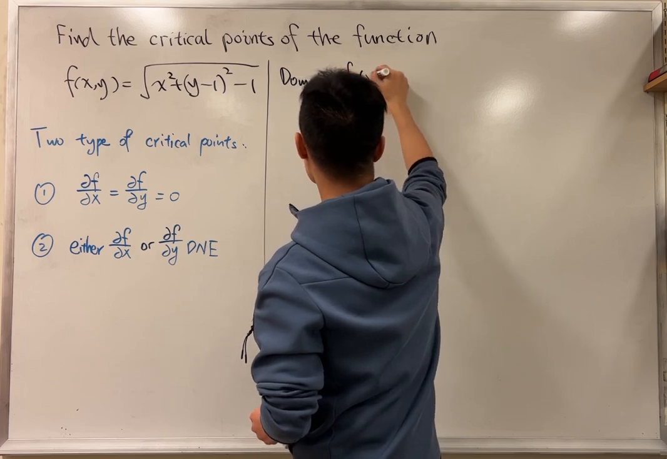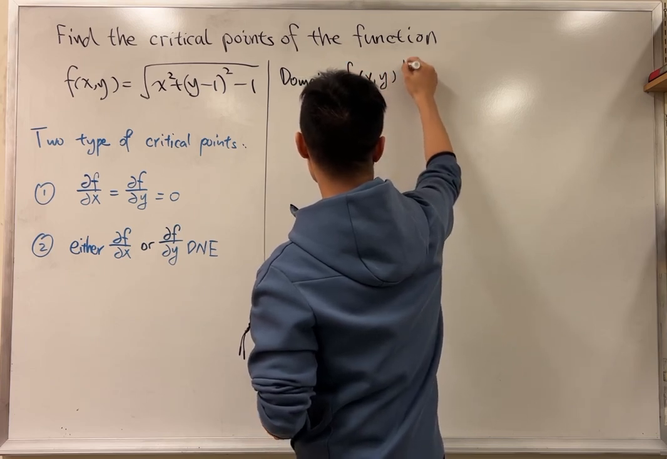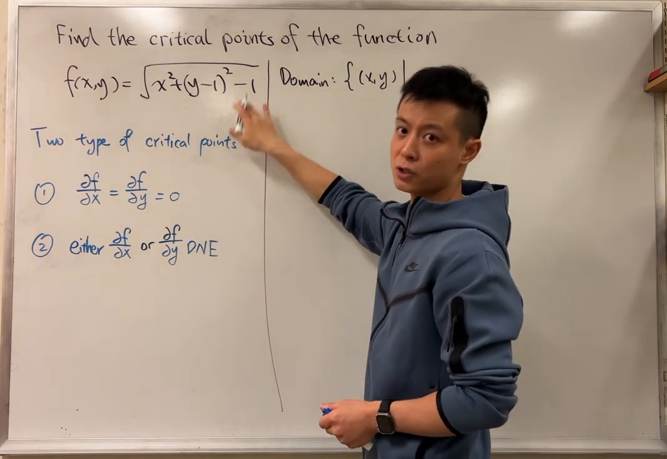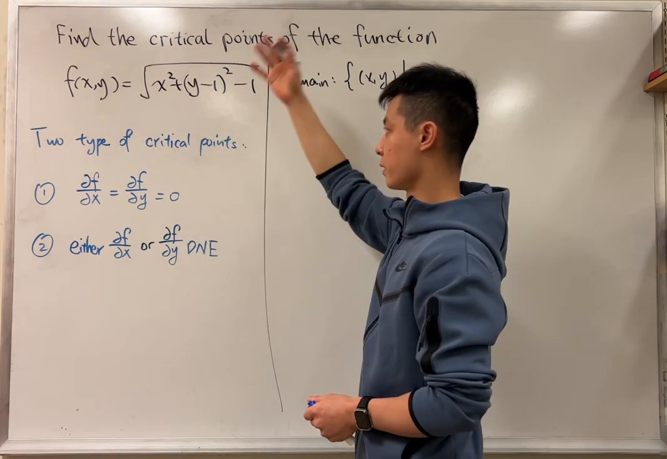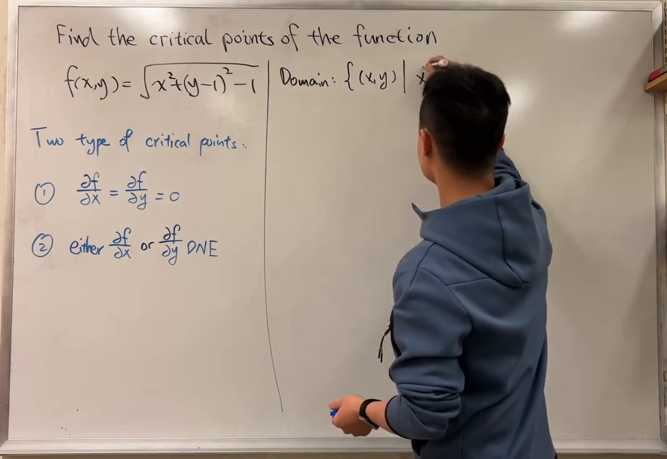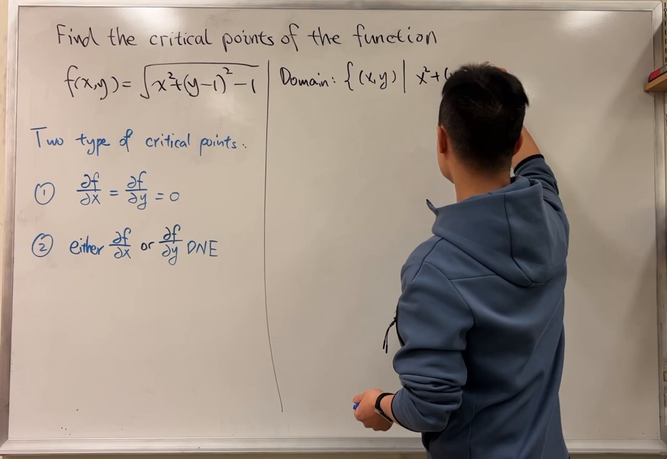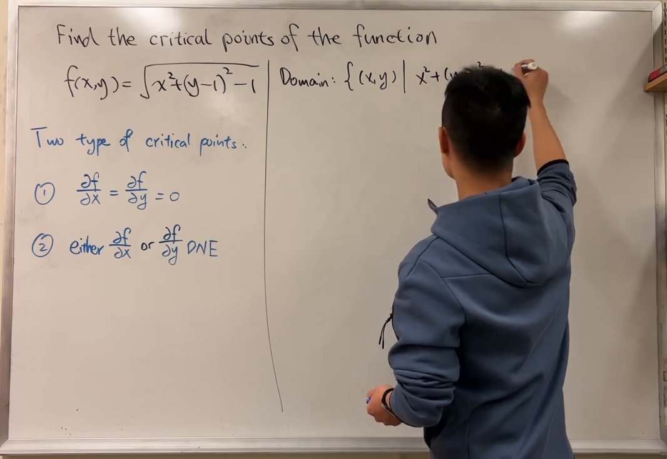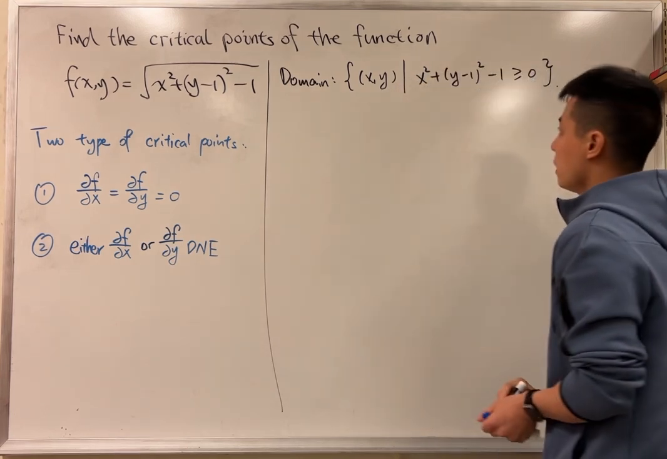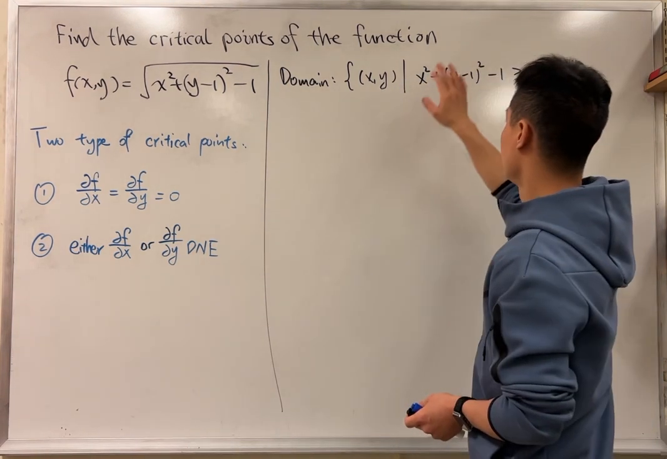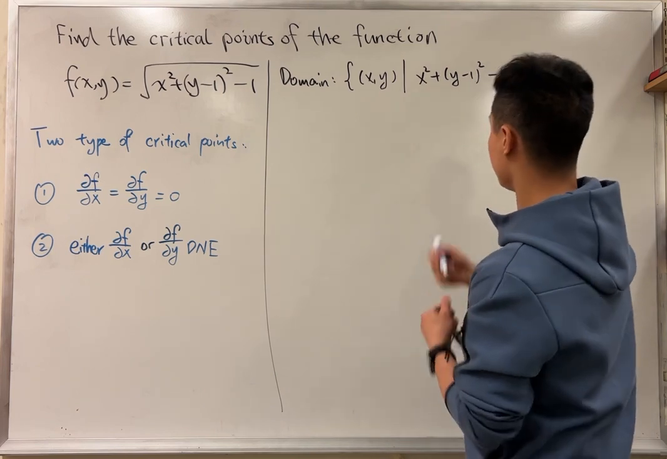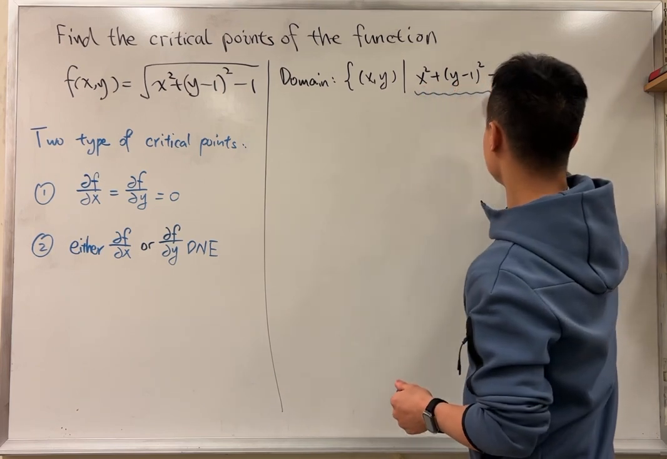The domain is going to be all those points where the inside expression is non-negative, because obviously this function is a square root function. So we're going to have x squared plus (y minus 1) squared minus 1 greater than or equal to 0. Okay. And then we're going to take a look at what kind of points are in the domain. So we're going to analyze this inequality.